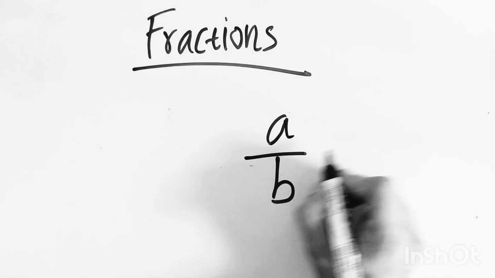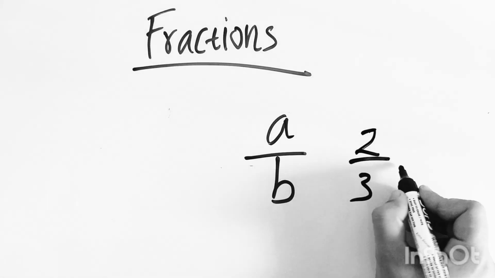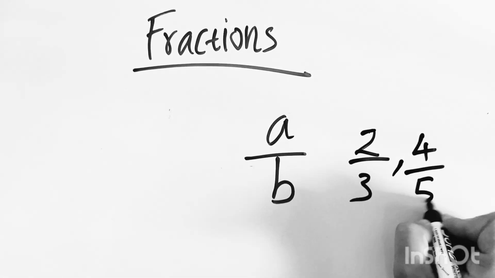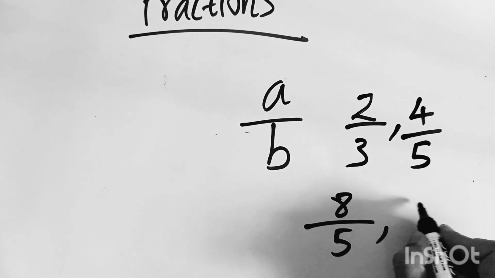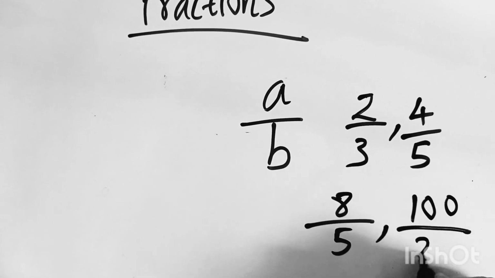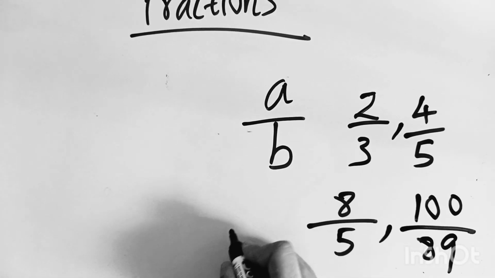We can see examples of fractions. 2 by 3 is a fraction. 4 by 5 is a fraction. 8 by 5 is a fraction. Okay. 100 by 89 is a fraction. So, this is called a fraction.